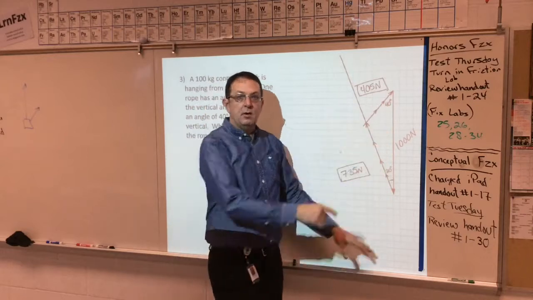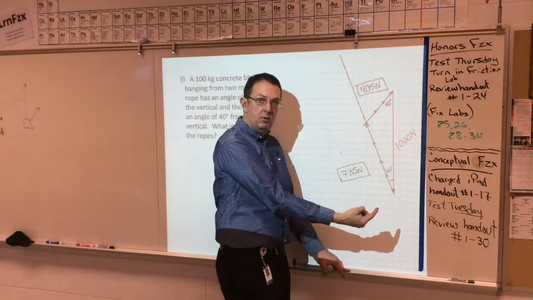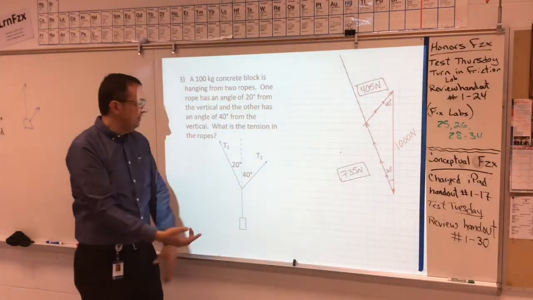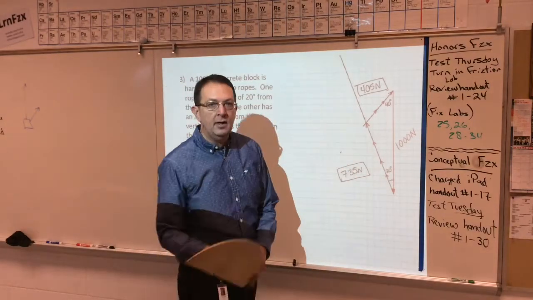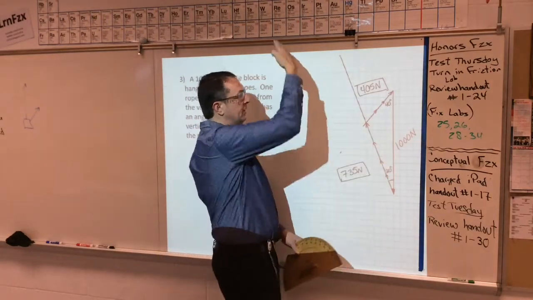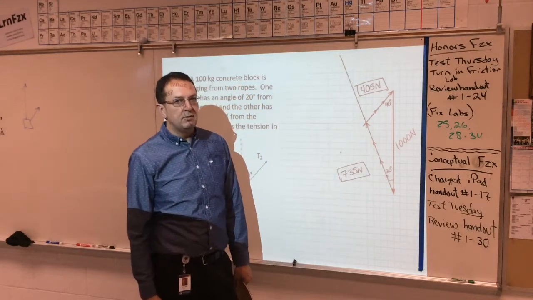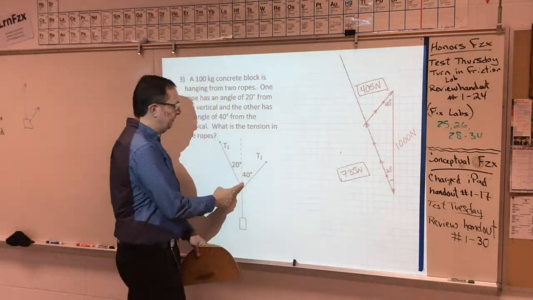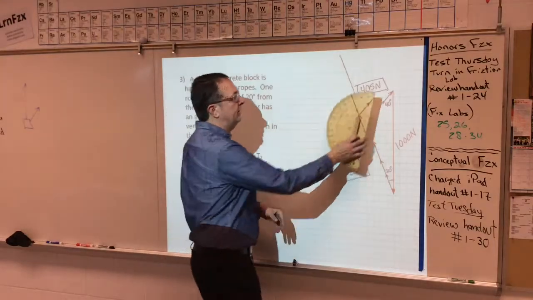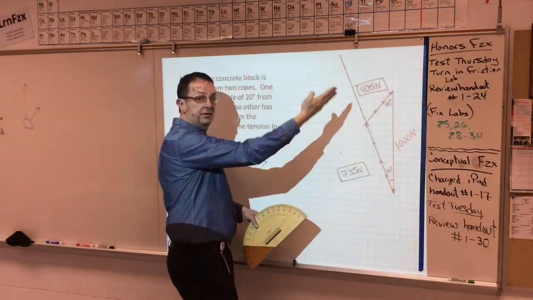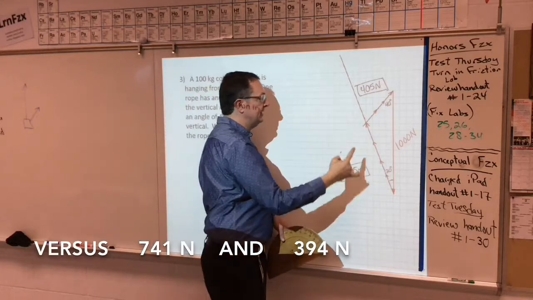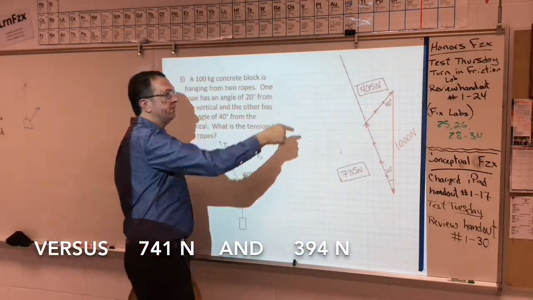Draw first the one you know, 1,000 newtons straight down, you know that, and then pick one or the other. I picked the T1, so I'm going to measure the 20 degrees from the vertical using the protractor, 20 degrees, go up in that direction, indeterminate length, don't know how long it is, and then this one, 40 degrees from the vertical, that's 40 degrees, and then draw that line, see where they intersect and measure. 735 versus 405.